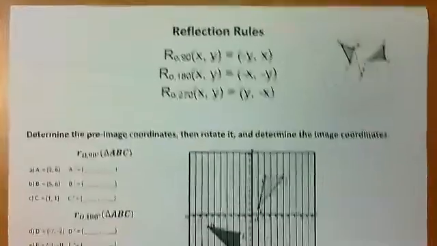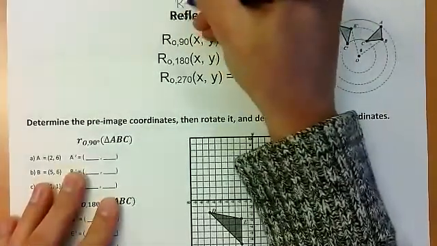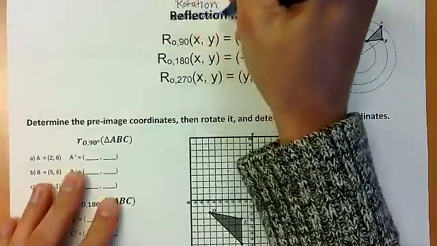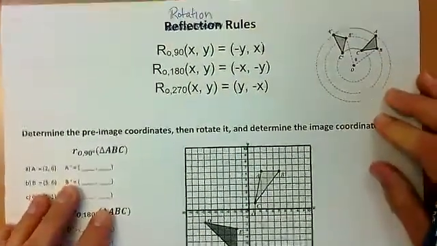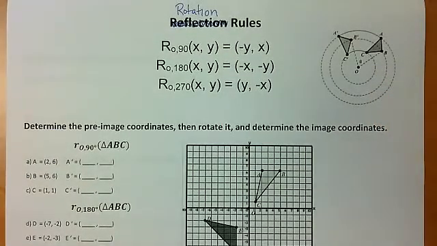All right, so this is supposed to say rotation rules. So next up, we have our rotation rules. These are going to look exactly the same as the reflection slide, probably why that said reflection rules.